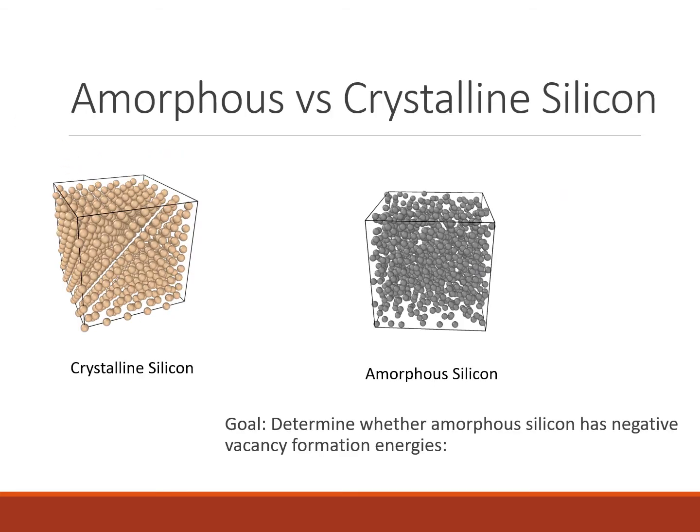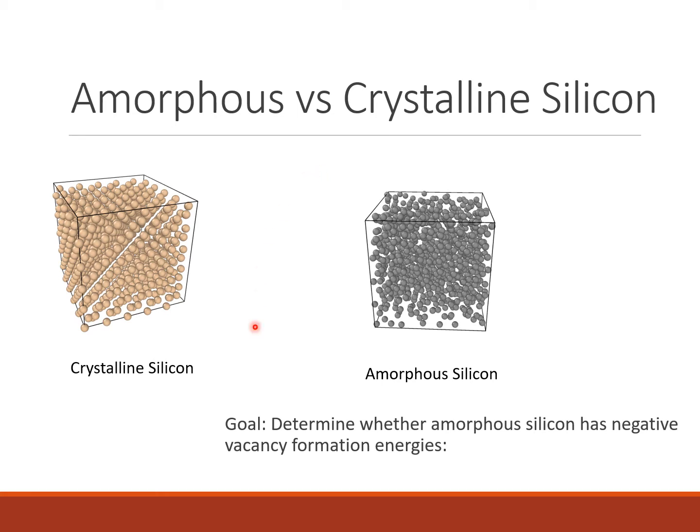Now, the goal of this project is to look at the vacancy formation energies as they pertain to amorphous silicon. Amorphous silicon differs from crystalline silicon in that crystalline silicon is composed of periodically repeating unit cells, meaning that all the atoms are identically arranged in space. There's a pattern, like a three-dimensional tiling. However, for amorphous silicon, there is no periodically repeating base structure. All the atoms are uniquely arranged within their space.